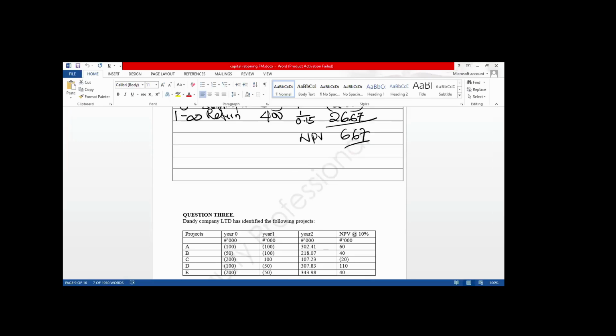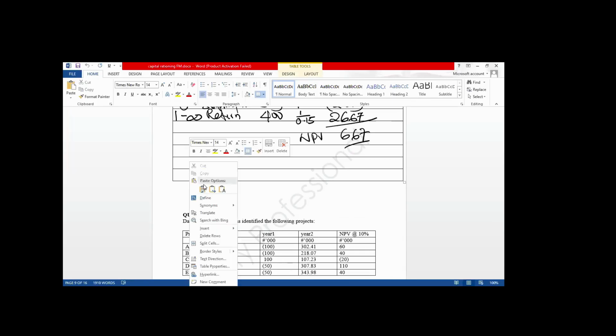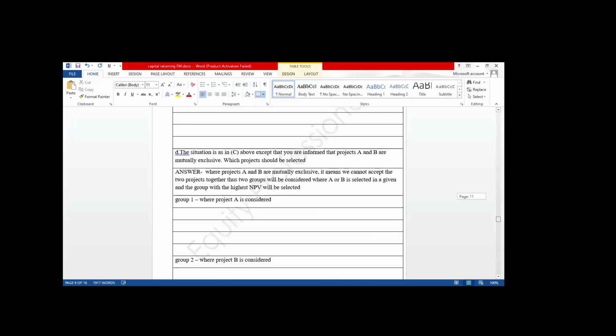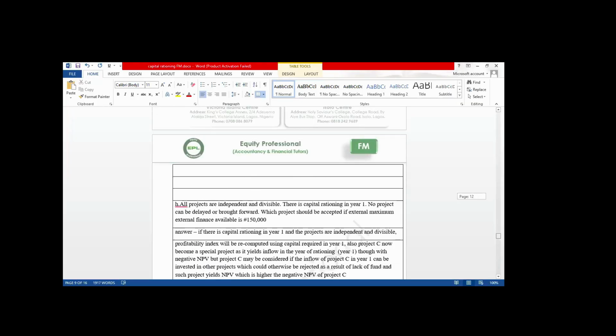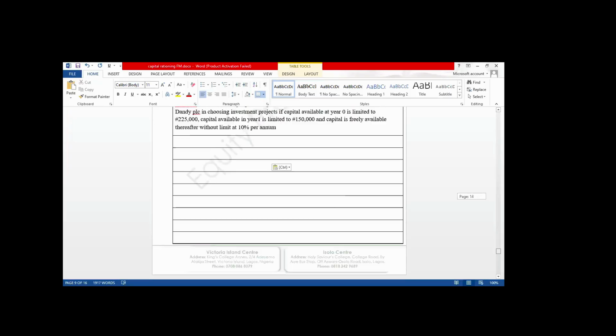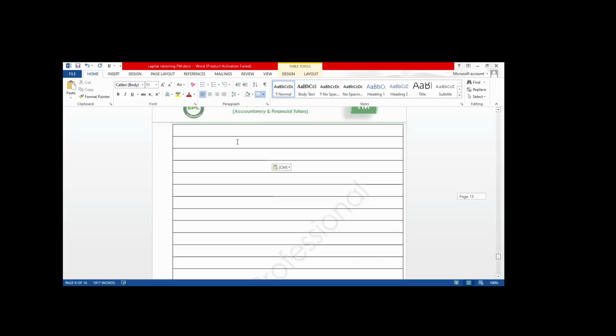Oh, I made a mistake. Okay, let me copy this first. Please note, it is assumed that all projects are divisible unless the examiner states otherwise. Let me copy this.